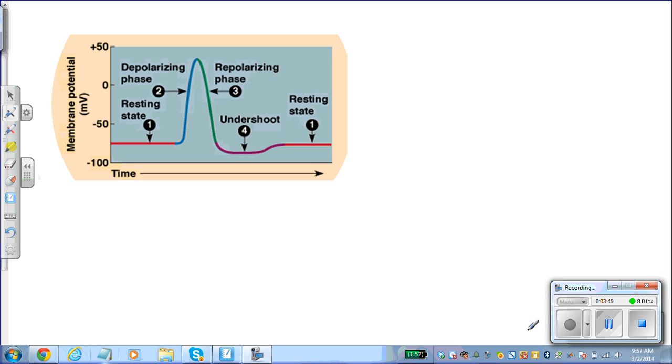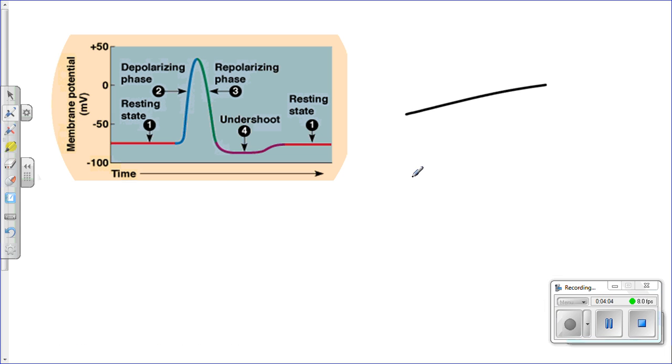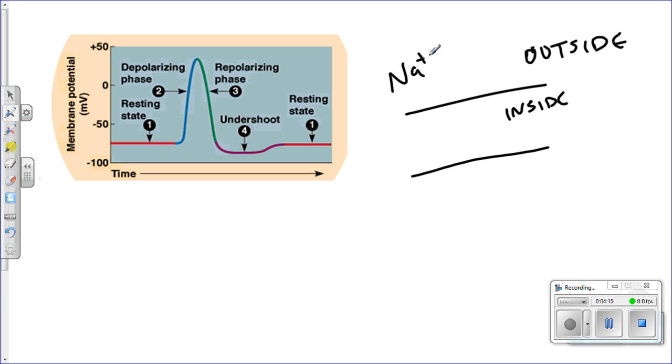Okay, so let's talk about how this cell is able to do what's called an action potential, or a cascade, or a jumping of signal down the cell body all the way out to the ends of the axon. So let's establish what's going on. If this is the inside of the cell, and this is the outside out here, we'll have a lot of sodium ions on the outside, and we're going to have lots of K+, or potassium ions, on the inside.